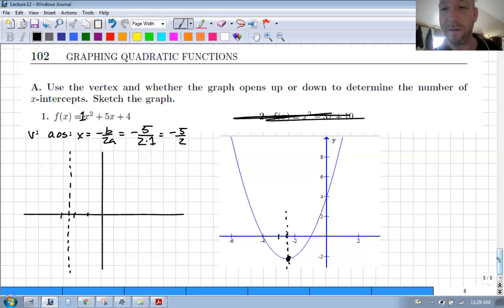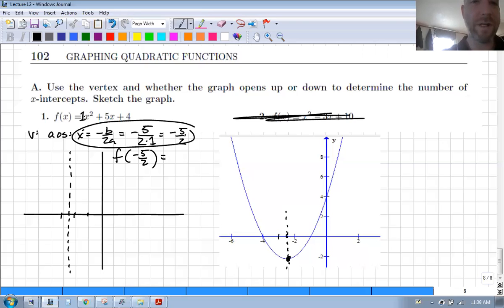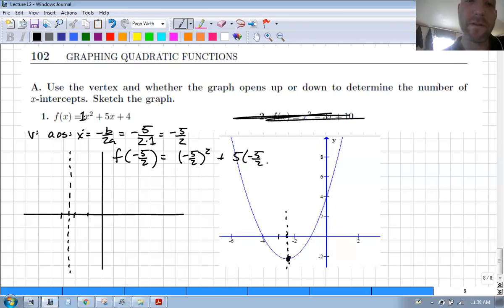Okay, now I remember. So the x value for our vertex is given by this. The y value, how far you go up or down, you have to take this and plug it into your function. So we take f of that. From our vertex formula, that's the x coordinate. To find the y coordinate, simply plug it into your function. So we got (-5/2) squared plus 5 times (-5/2) plus 4.